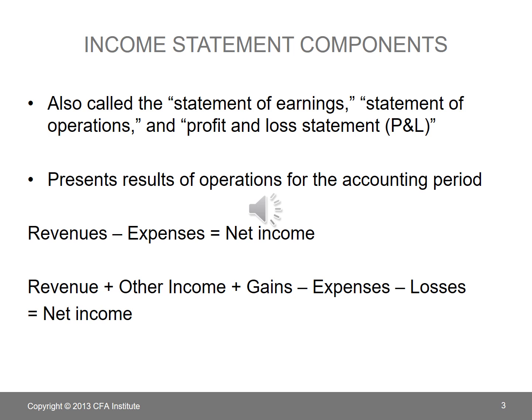Where applicable, companies present another item below net income, information about how much of that net income is attributable to the company itself, and how much of that income is attributable to minority interests or non-controlling interests.